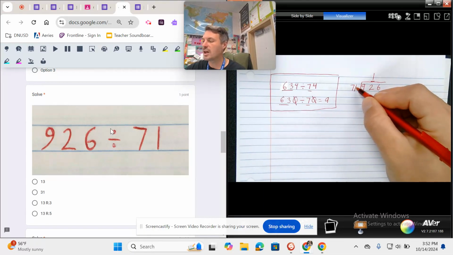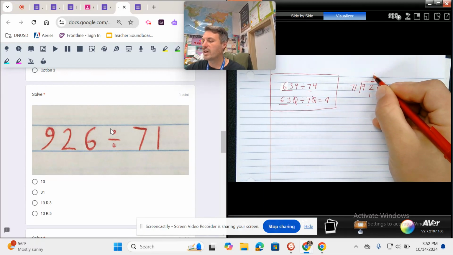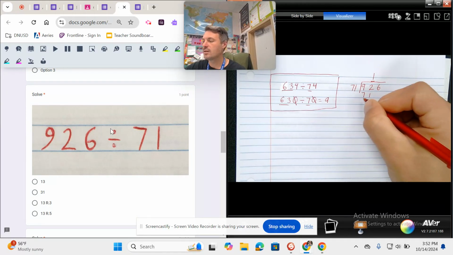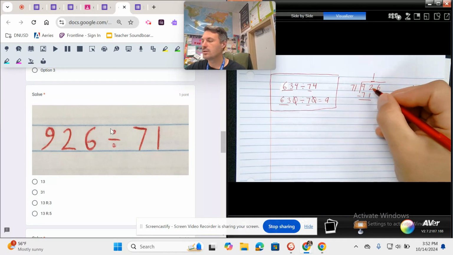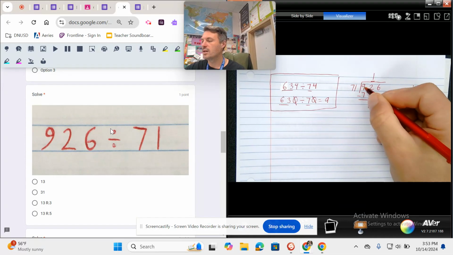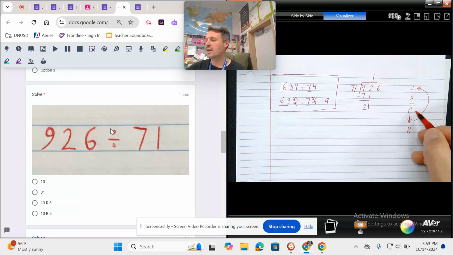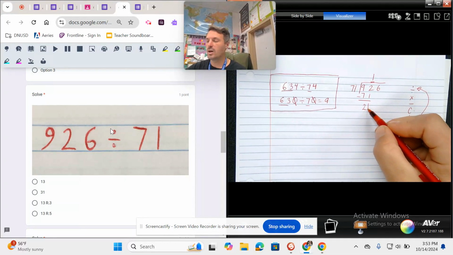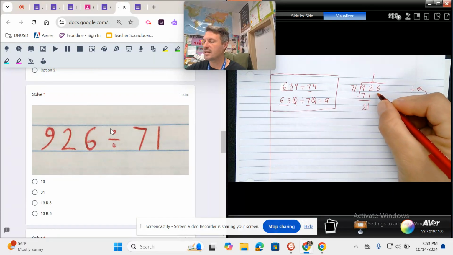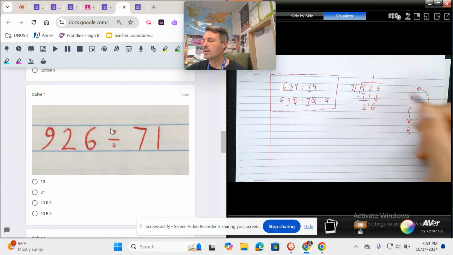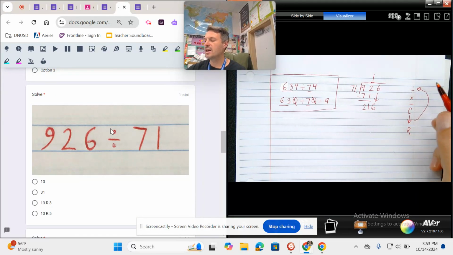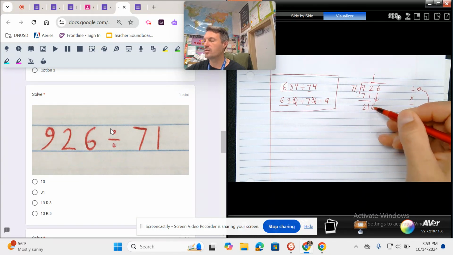Now we do 1 times 1 is 1. 1 times 7 is 7. Now we subtract. 2 minus 1 is 1. 9 minus 7 is 2. Now we compare. Is 21 smaller than 71? Yes. Now we bring down. Now we have to go back to divide. Now we're dividing 71 into 216.